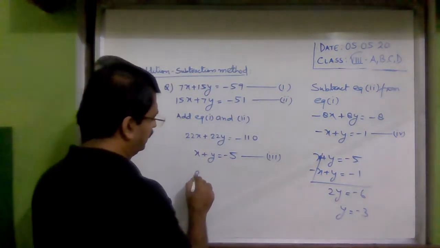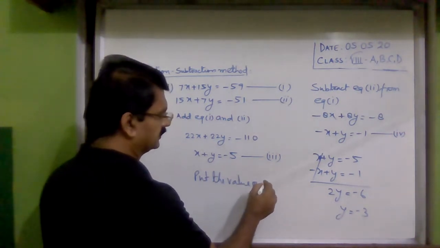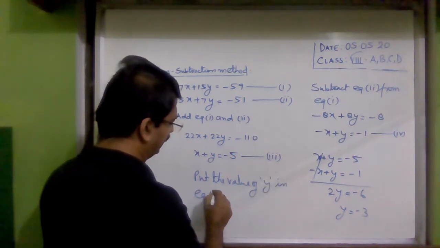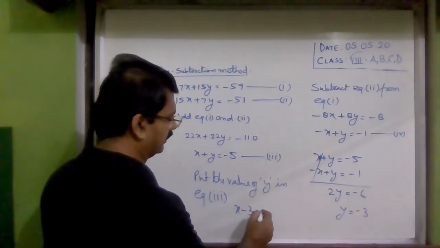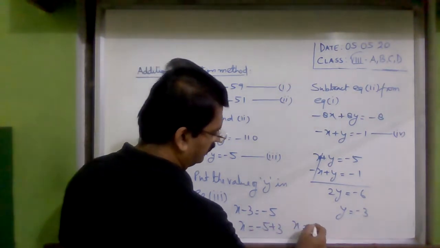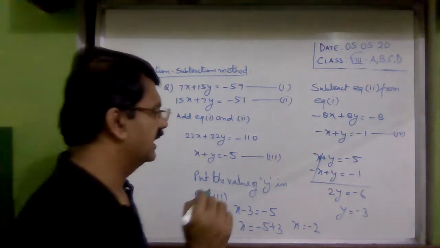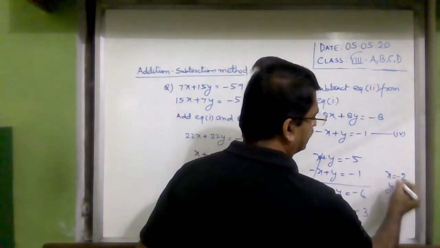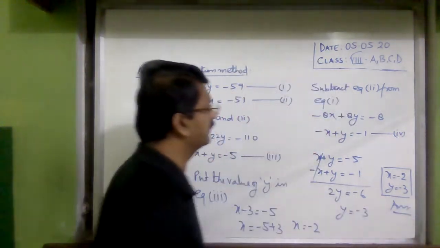Now put the value of y in equation 3. So when you put the value of y in equation 3, then you will have x minus 3 is equal to minus 5, x is equal to minus 5 plus 3, so x is equal to minus 2. So your final answer, x is equal to minus 2 and y is equal to minus 3. And that is your answer. And that is the addition subtraction method.